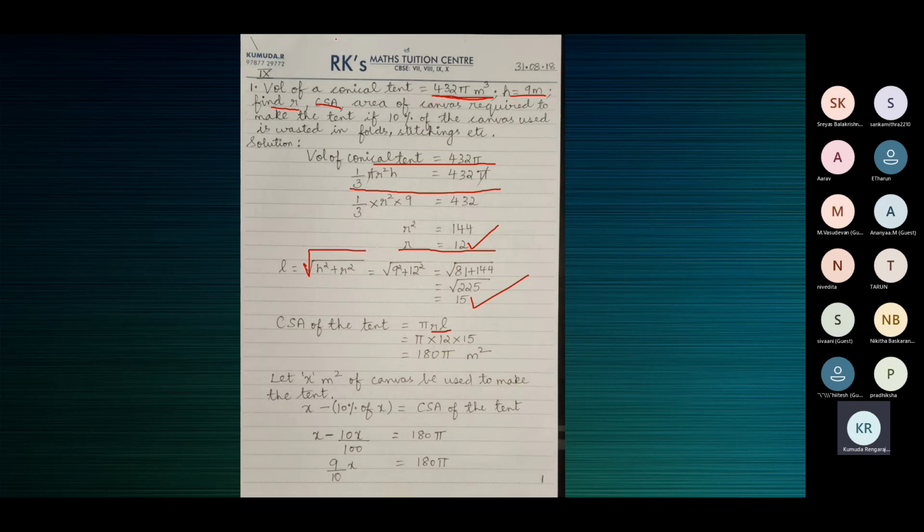We found R, that's the first subdivision. After finding R, why do we find L? Because to find CSA, the formula is pi RL, where you need to substitute for R and L. L we don't know. So find L using this relation, root of h square plus r square.